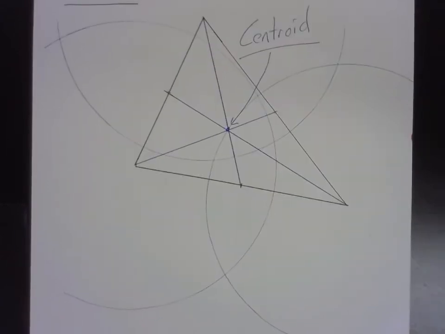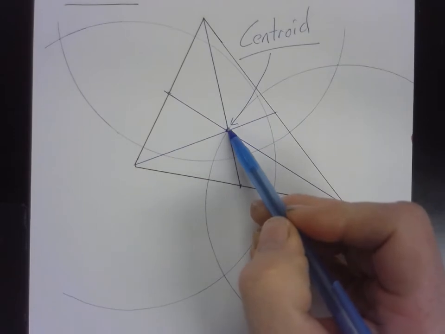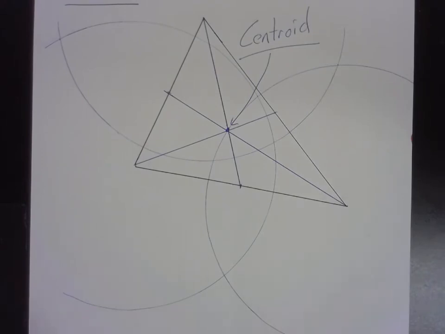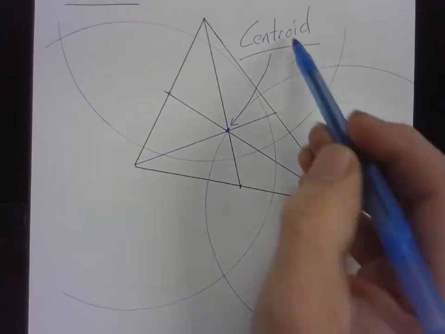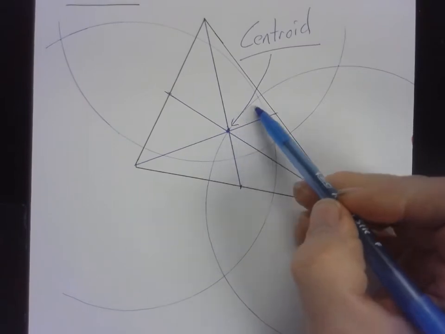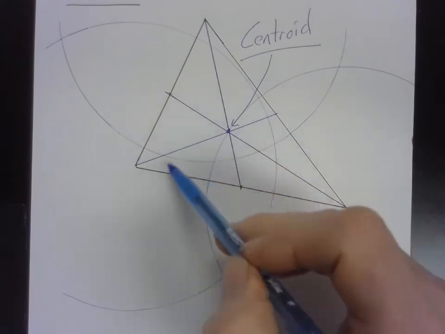Okay. Medians. Concurrent. Centroid. Know how to draw them? Didn't have to learn anything new, did you? All you had to learn was what the median was rather than a perpendicular bisector. Okay, now what is the dealio with the centroid? It is not equidistant from the vertices of the triangle. You cannot circumscribe the triangle from that point. It is not equidistant from the sides of the triangle. You can see it's further here from that side than it is from this side. So we can't inscribe a circle, okay?